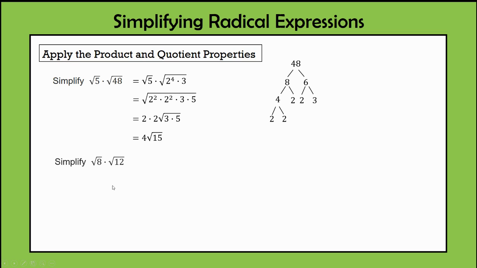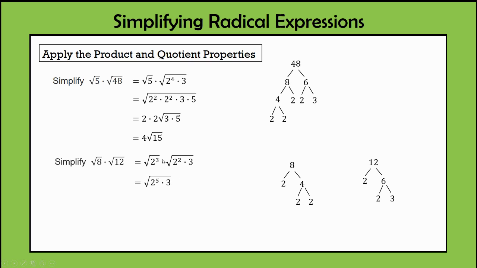Another example, square root of 8 times square root of 12. Take our 8 and break it down. 2 times 4, 2 times 2, so 8 is 2 cubed. 12 is 2 times 6 and 2 times 3, so 12 is 2 squared times 3. So when I look at them individually, my 8 became 2 cubed, so it's the square root of 2 cubed. The 12 became the square root of 2 squared times 3. Now what we'll do is use our product rule and say we're going to be able to put all of these factors together under one radical symbol.